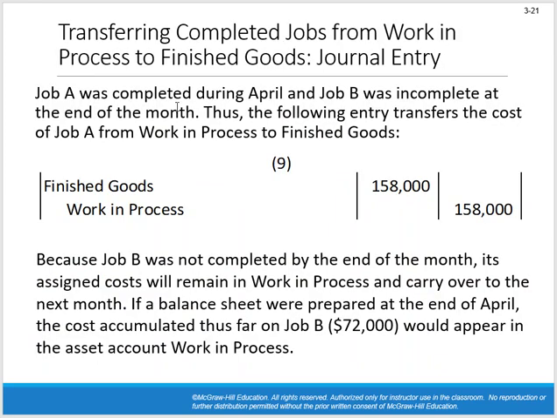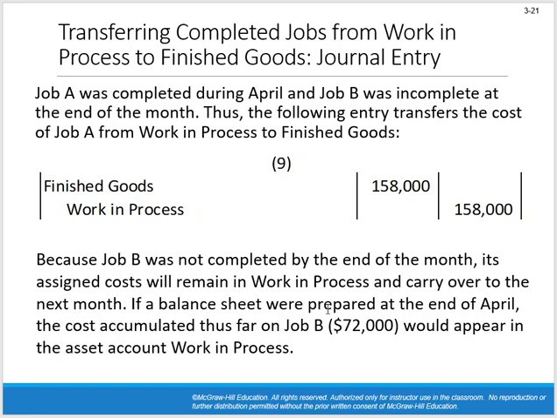So job A was completed during April and job B was incomplete at the end of the month. Thus, the following entry transfers the cost of job A from WIP over to finished goods. So we're debiting finished goods, $158,000, crediting WIP, $158,000. Because job B was not completed by the end of the month, its assigned cost will remain in WIP and carry over to next month.